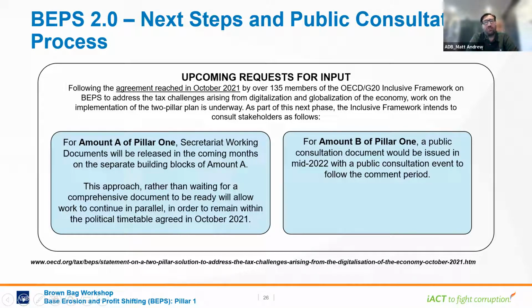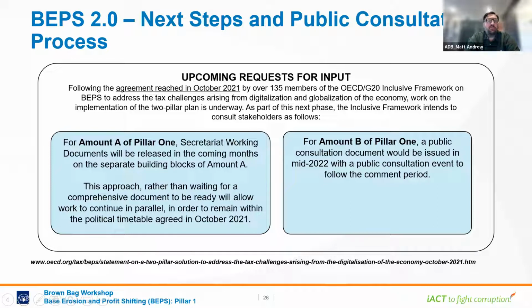And as I've mentioned, there are a number of upcoming papers that we're expecting in relation to the areas which I've noted are still under construction, such as the marketing and distribution profit safe harbor, and also in relation to segmentation, unilateral measures, tax certainty for Amount A, tax certainty beyond Amount A, elimination of double taxation, and administration. So there'll be a series of continuing public consultations on Amount A in the coming months as well.